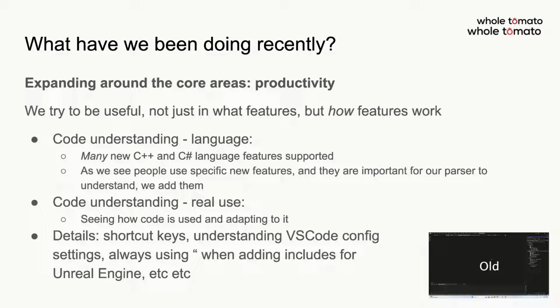We also regularly expand the set of language features in C++ and C# that we support. Now, this is steady all the time, but we add them as we see interest or demand, or we expect that something will require parser work. We also, and this gets back to the concept of solving annoyances or focusing on actual real use, have added a lot of details. Things like using quote characters all the time when adding includes for Unreal Engine, or understanding VS Code config settings if you open the same code using Visual Assist, and so forth. These are the kind of things the big IDE manufacturers don't do.